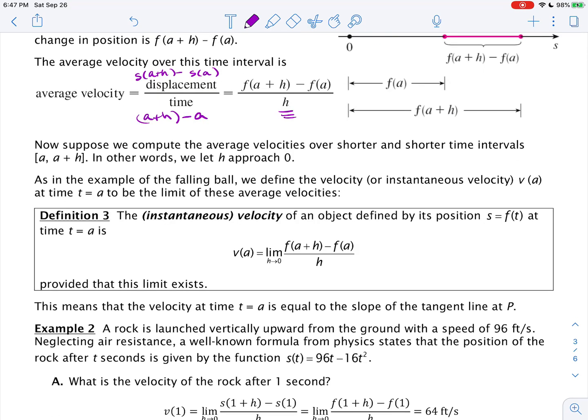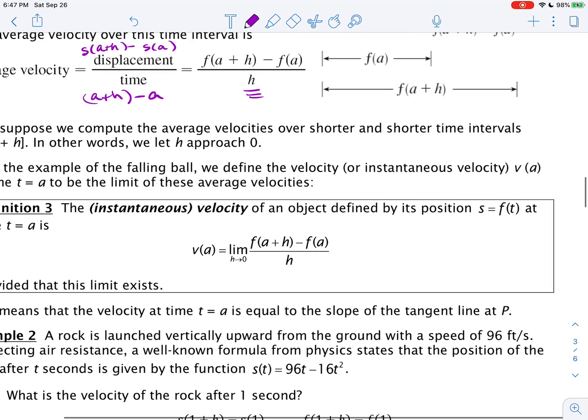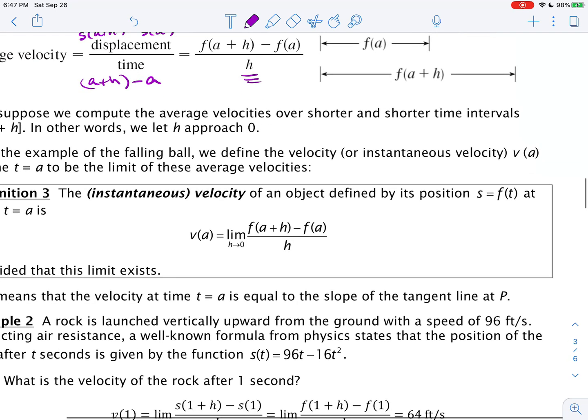All right, so our instantaneous velocity would be the limit of the displacement over time as that h goes to 0, and that is defined as our instantaneous velocity. So remember, this is instantaneous velocity. Remember that our average velocity has no limit.